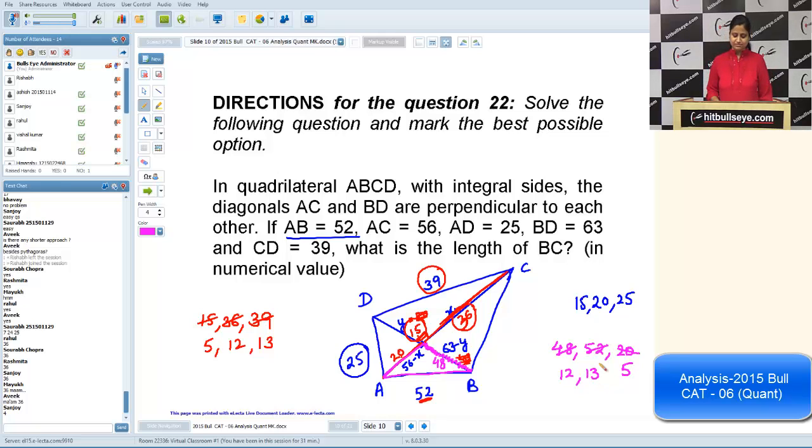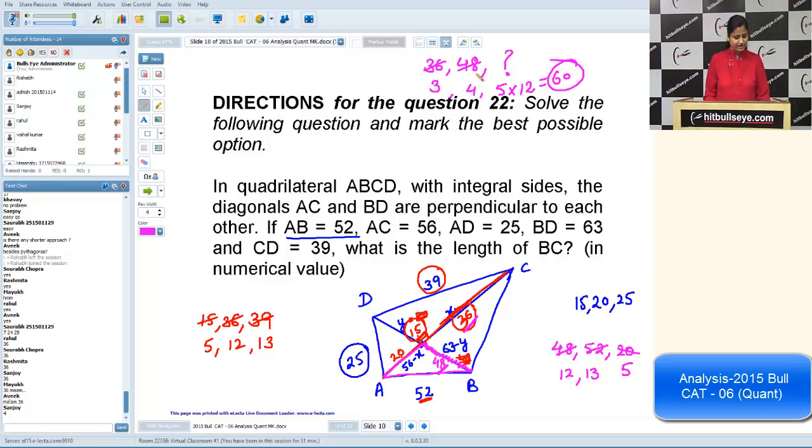Now you can take the remaining triangle, 36 and 48. We want to know the length of BC. 12 is cancelled. What is the third length? 5. 12 was the multiplier factor. So what is the answer? It will be 60 only. So if you are comfortable in Pythagorean triplets, you can manipulate the situation, manipulate the question.